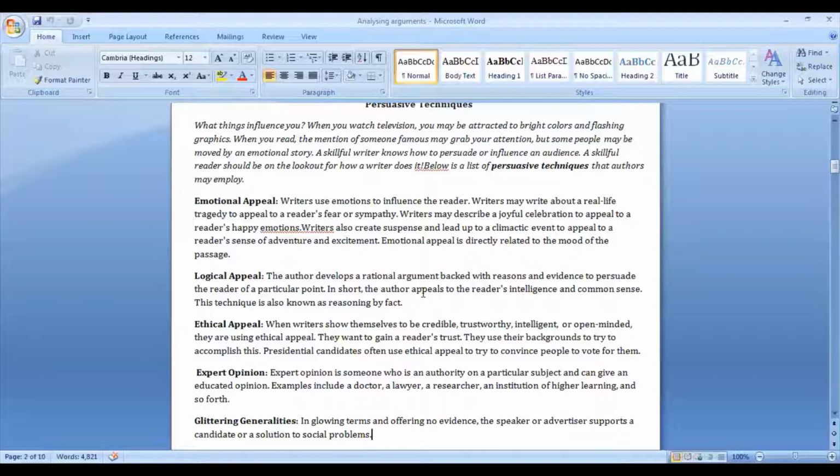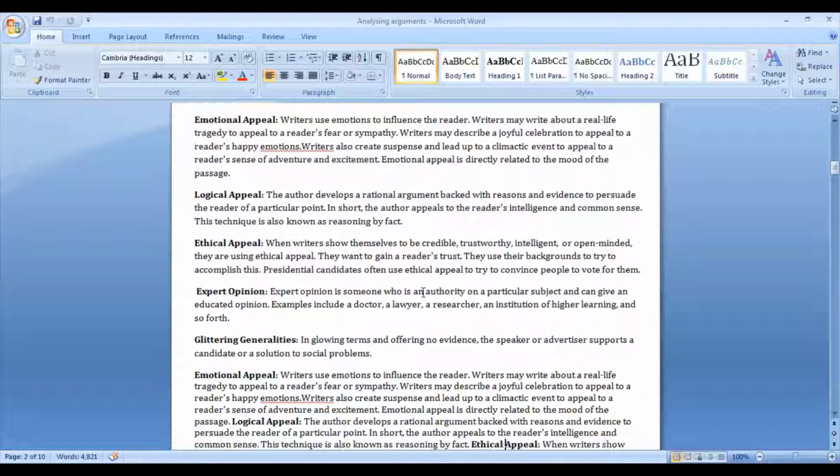So expert opinion, I mean, you can call yourselves experts, right? Because you know how it helps. If you keep the surroundings clean, how does it help? Then is glittering generalities. How do I explain this? In glowing terms and offering no evidence, the speaker or the advertiser supports a candidate or a solution.